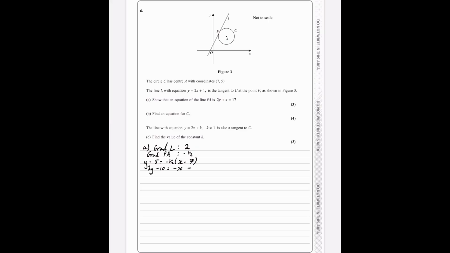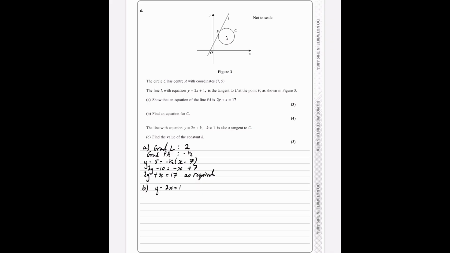I'm going to get rid of the negative a half by multiplying by 2. So 2y minus 10 on the left, minus x, be careful, plus 7 at the end. And then bring the x onto the left, so bring the negative 10 onto the right, we'll get 2y plus x equals 17, which is what the question wanted.